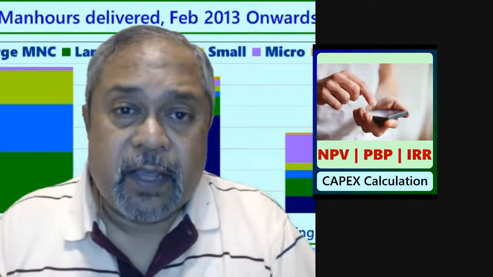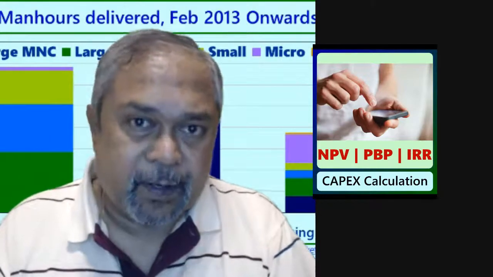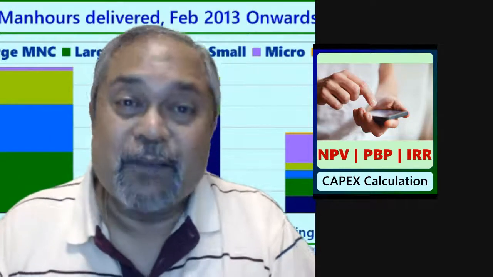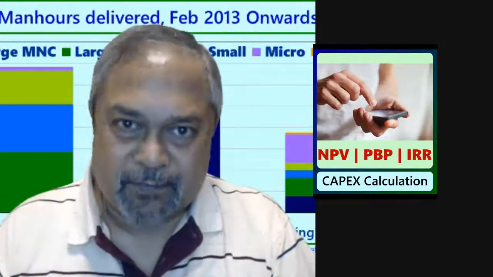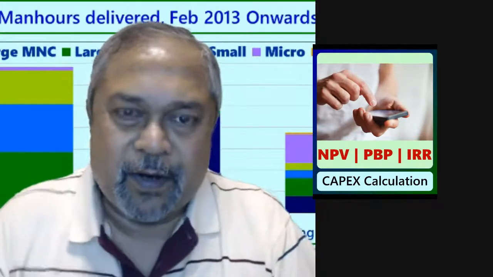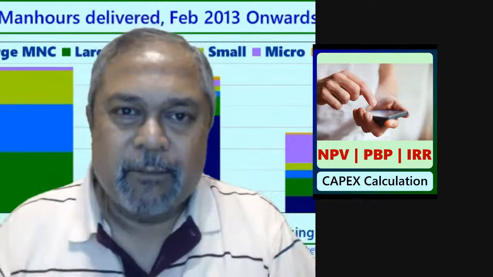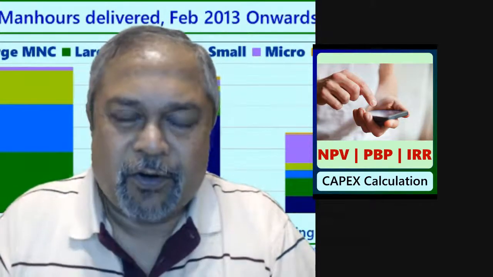If the NPV is negative, will you have a payback period? I think some of you would have guessed the answer. If the NPV is negative, there is no payback period. It will be infinite. There is no payback period at all because you can't get it back. It's negative. You are not going to make money at all.